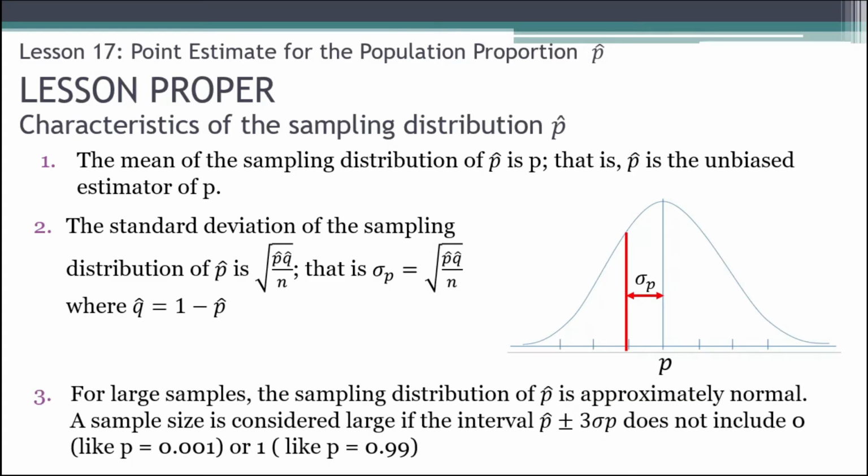For large samples, the sampling distribution of p hat is approximately normal in relation to our central limit theorem. A sample size is considered large if the interval p hat plus or minus 3 times the standard deviation of the proportion does not include 0 or 1. When we say 0 or 1, ito yung mga values na close sa 0 or 1, kapag yung values ng ating proportion ay close sa 0 or close sa 1. Kuha ba?